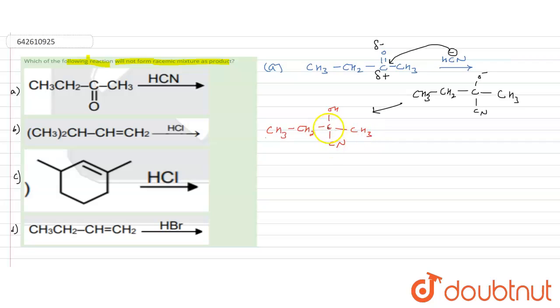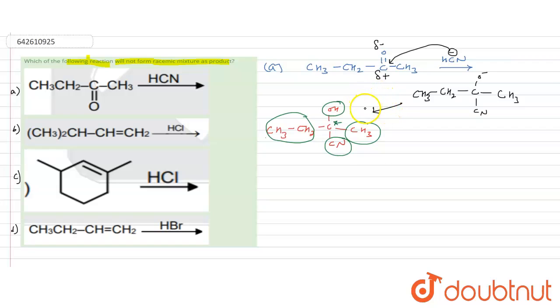Now you can see this carbon becomes chiral due to the presence of four different groups. Due to these different groups, this carbon becomes chiral. That means it can show a racemic mixture, it may be D or it may be L. Since this is a carbonyl, the cyanide can attack from above and from below. That means there is a possibility of D or L form, so this reaction will show a racemic mixture as a product.